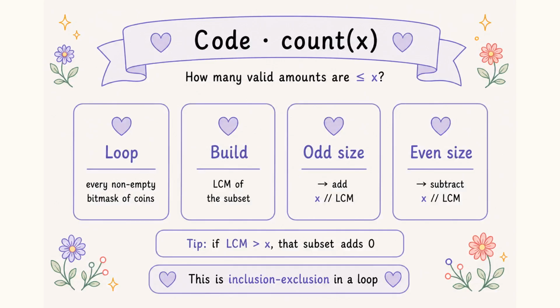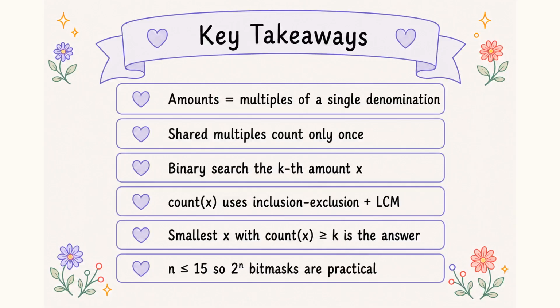Zoom into count of X. For every non-empty bit mask of coins, build the least common multiple of the subset. If the subset size is odd, add X divided by that least common multiple. If even, subtract it. If the least common multiple already exceeds X, that subset contributes 0. This loop is inclusion-exclusion.